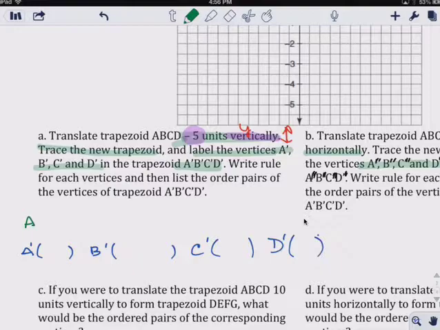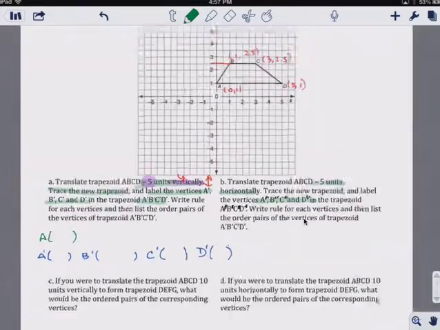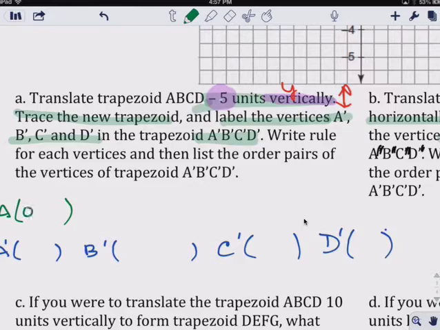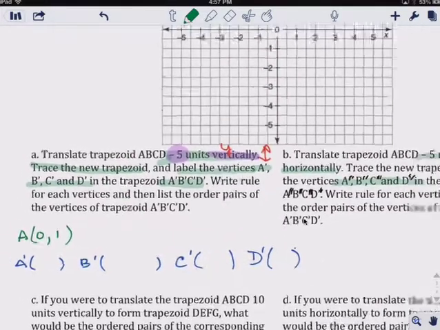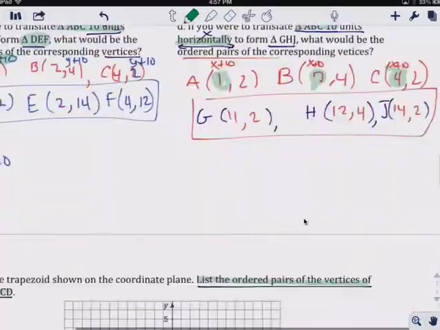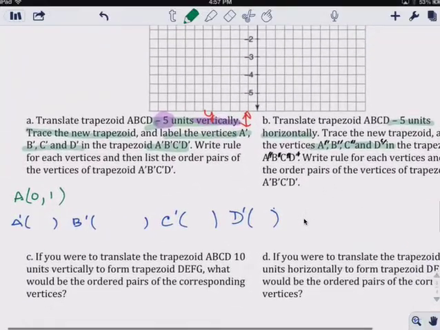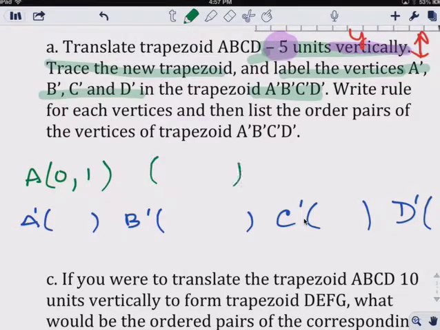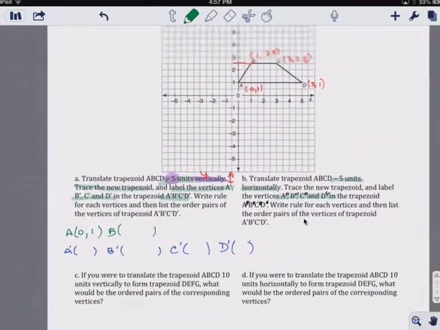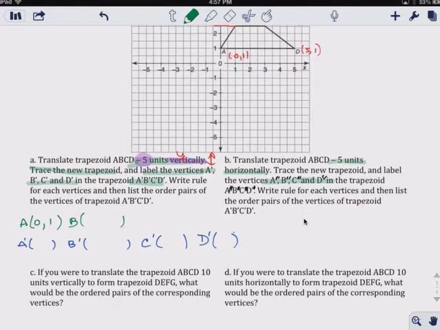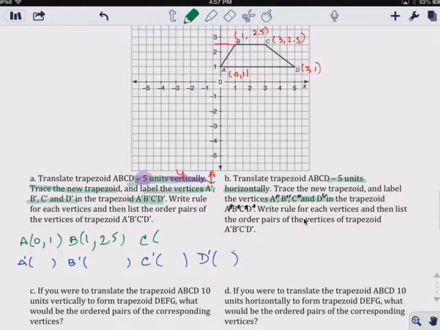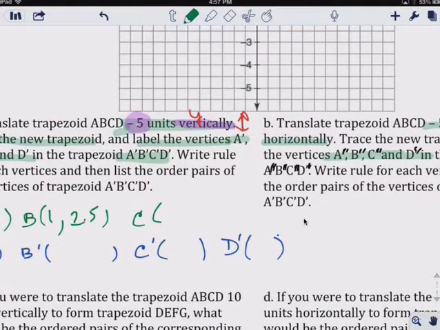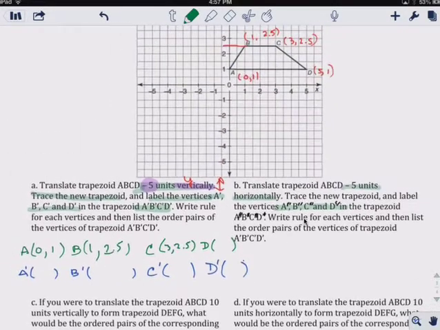Our regular A is 0, 1, our preimage A. And it's also very important to check to make sure they're all congruent, right? I told you that. Sorry for moving this. Your preimage B is 1, 2.5. Your preimage C is 3 and 2.5. And your preimage D is 5, 1.